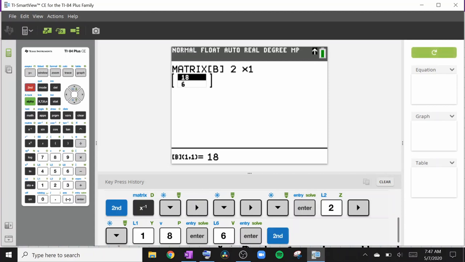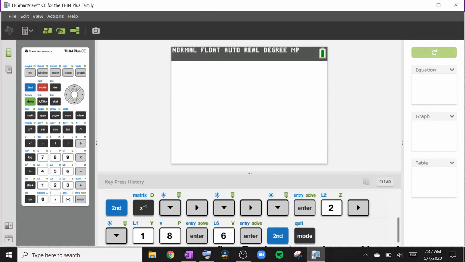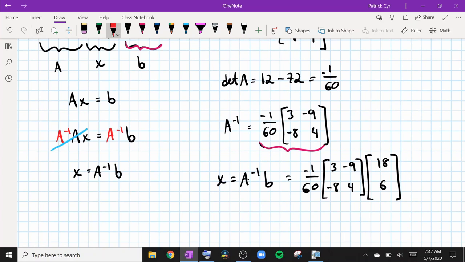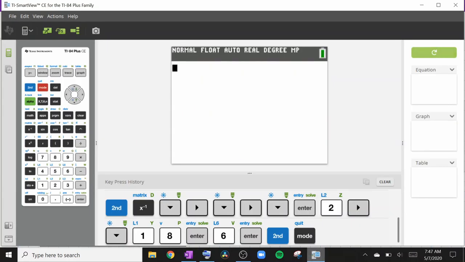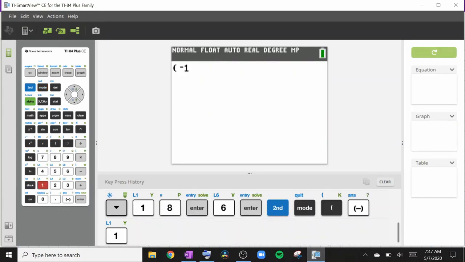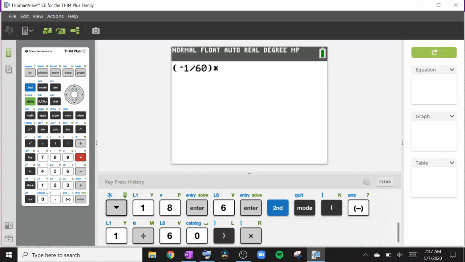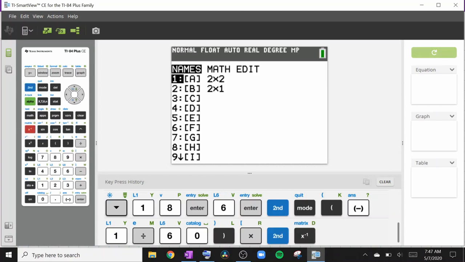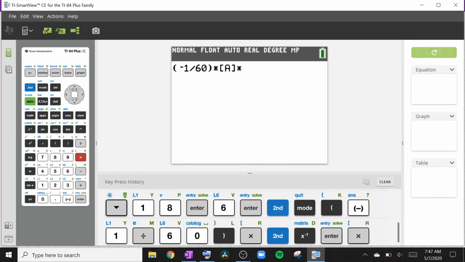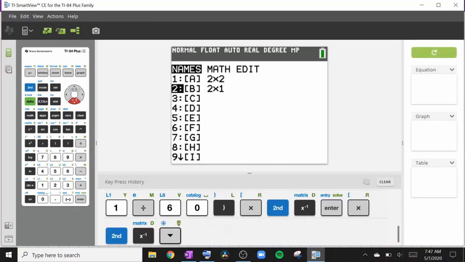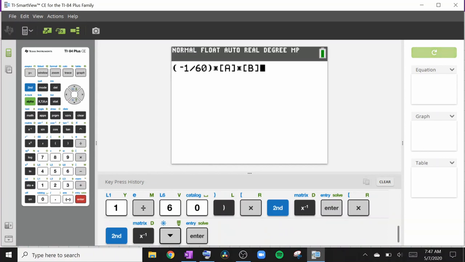Okay, so now I'm going to go back and we're going to type this equation right here in. So we call this matrix A, and this was matrix B in our calculator. So this is negative 1/60th times, go to second and then matrix, and I'm going to type in matrix A, and then multiply it by matrix B. Make sure you have multiplication signs right here. I don't think it works if you don't have the multiplication signs.